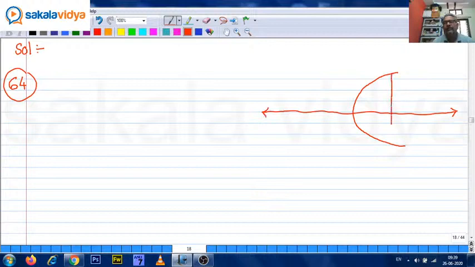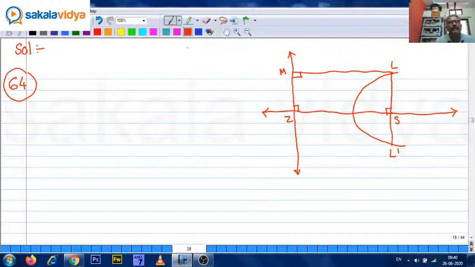Now this is a latus rectum, which passes through the focus. Say L and L dash. This is the directrix. This will be the point Z. Now draw the perpendicular from L to the directrix, say M, LM. Now the distance from focus to directrix, say this length is D.